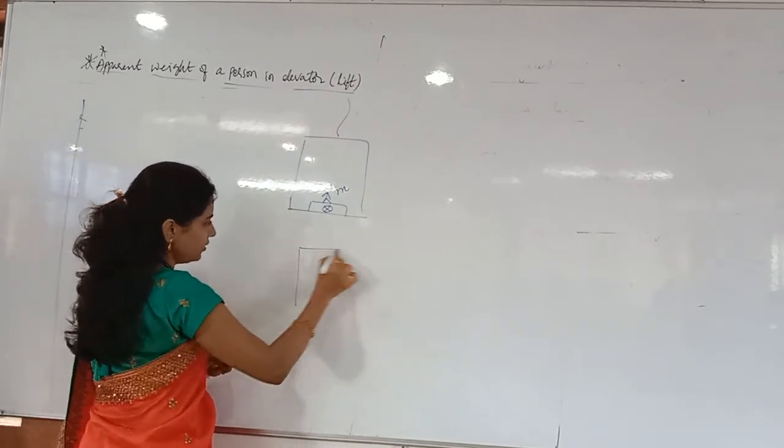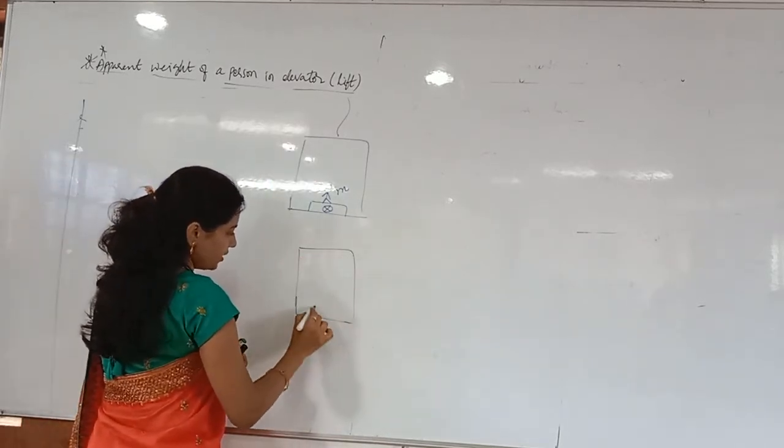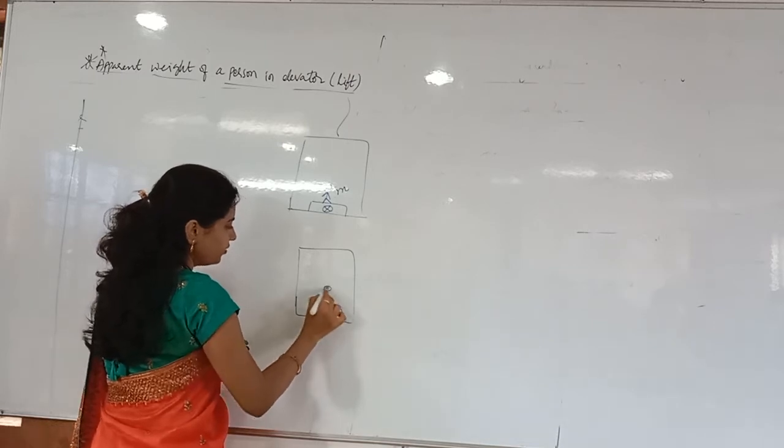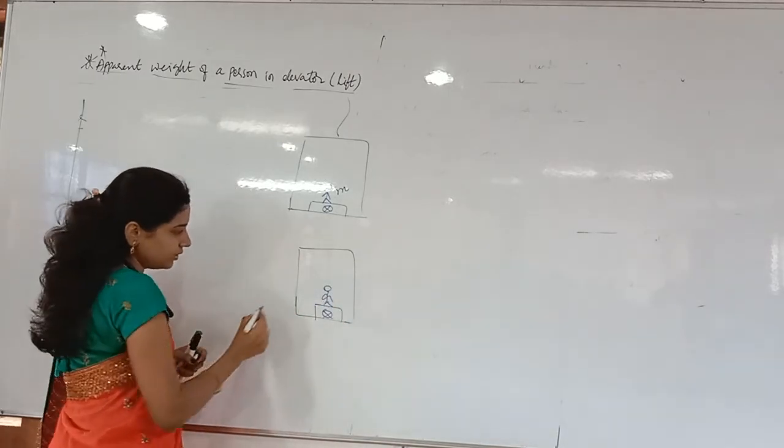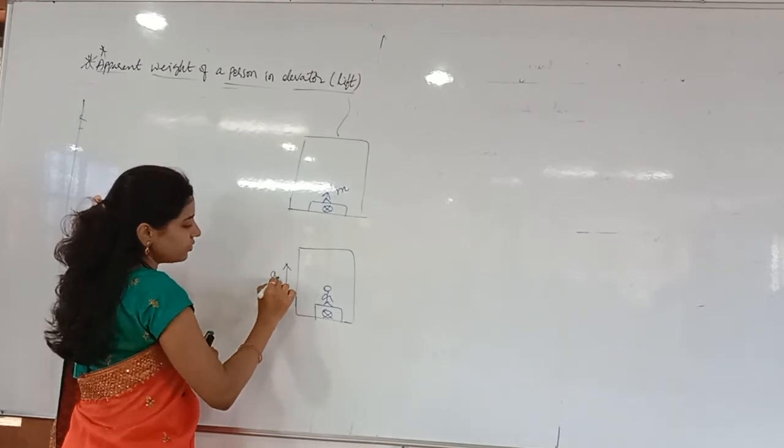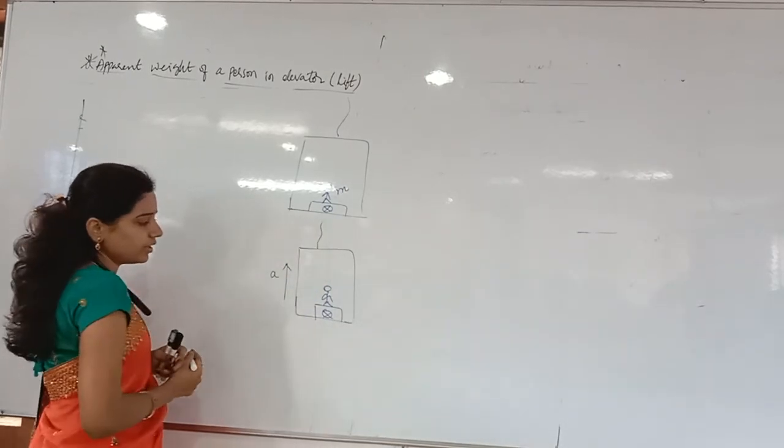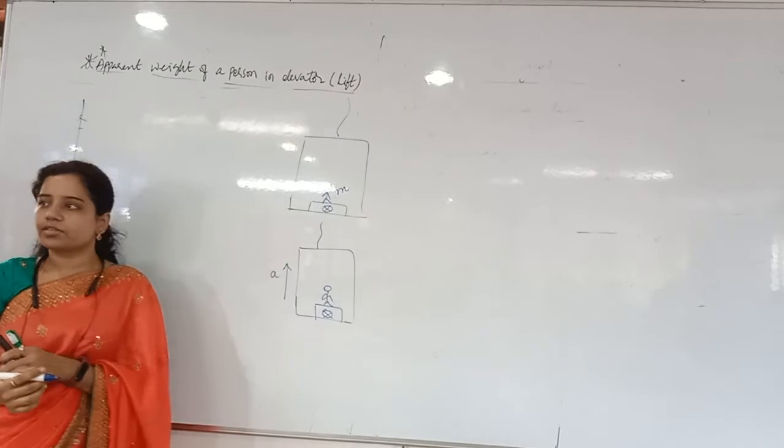Next case, I will take the same lift and the same person again standing on the weighing machine, and the lift is going with the acceleration A in the upward direction. Then what happens?